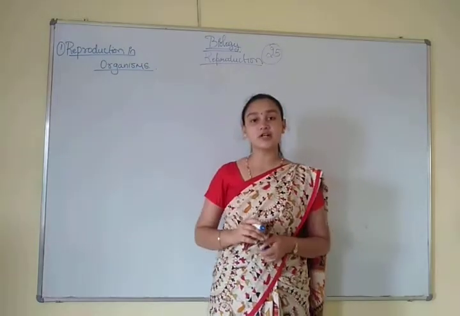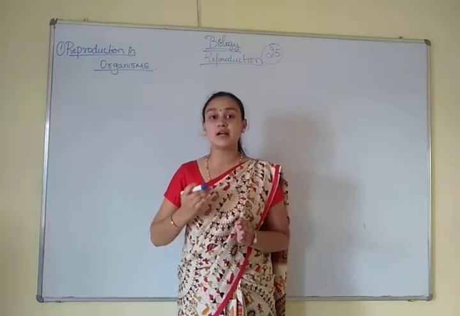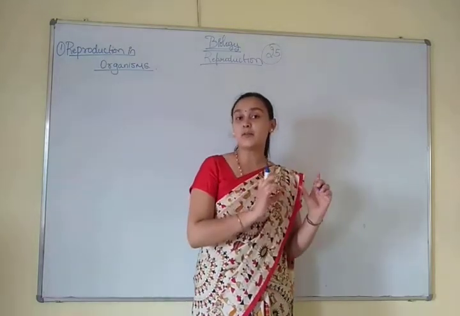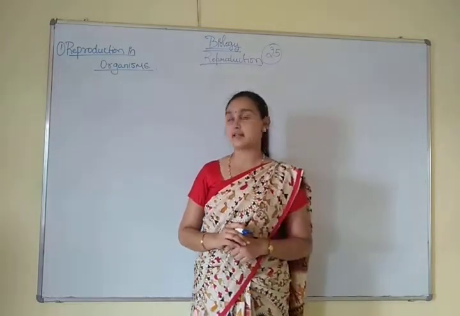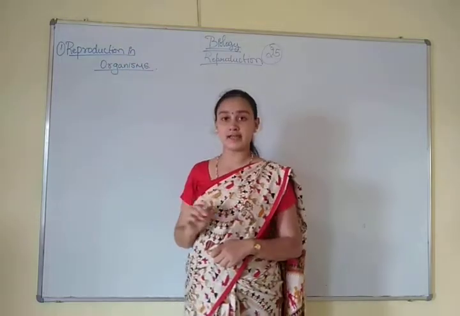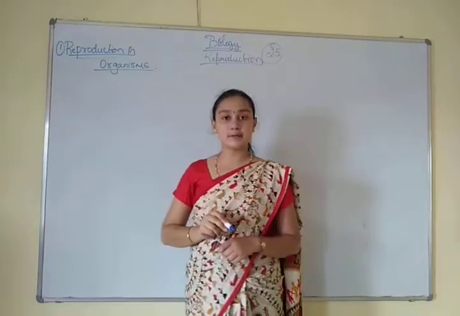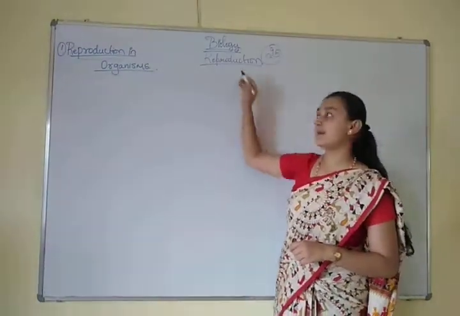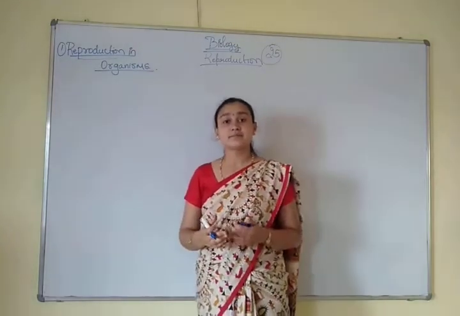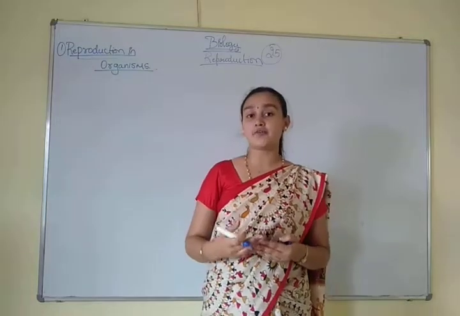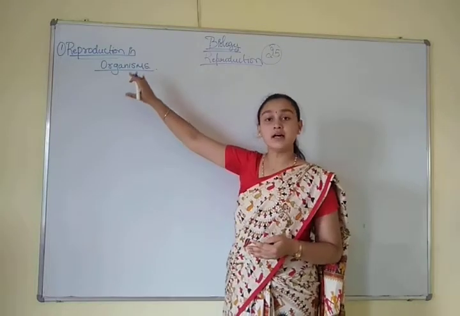In reproduction in organisms, we are going to study the general terms, the general differentiation and the different types of sexual and asexual reproduction. We know the chapter name is reproduction. So what do you mean by reproduction? Reproduction is nothing but giving birth to their own offspring. To produce their own offspring is called reproduction.